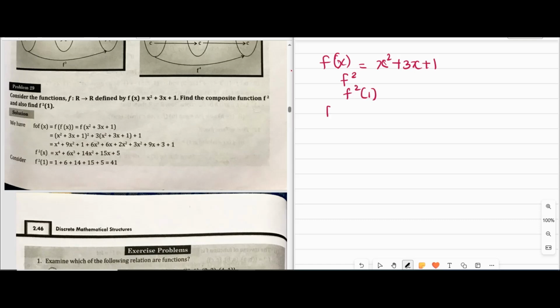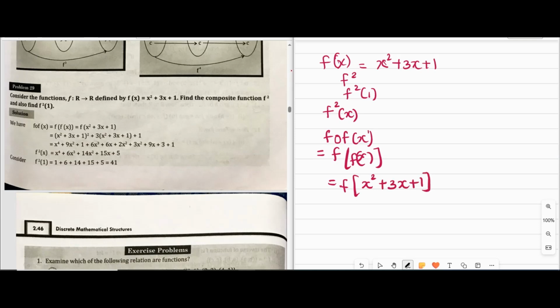So f square of x means f of f of x, that will be f of bracket f of x, where f of x is x square plus 3x plus 1.